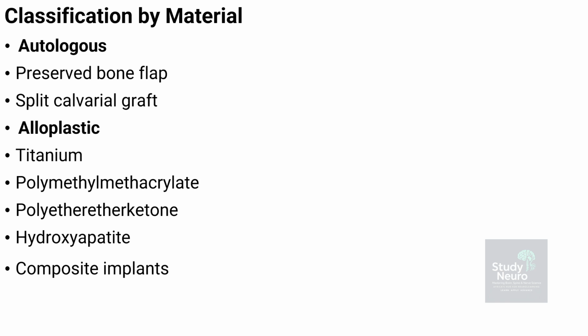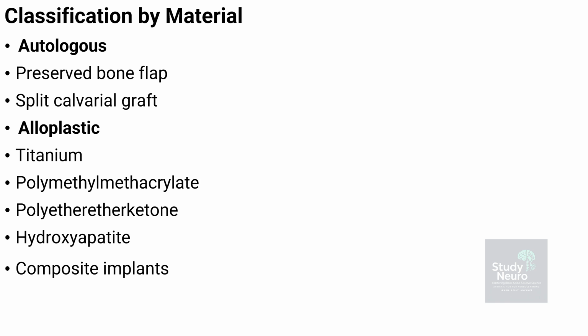Cranioplasty materials are broadly classified into 2 major groups, autologous and alloplastic. Autologous reconstruction uses the patient's own bone, most commonly a preserved bone flap that was removed during decompressive craniectomy, although a split calvarial graft may also be used in selected cases. Native bone remains an important option.